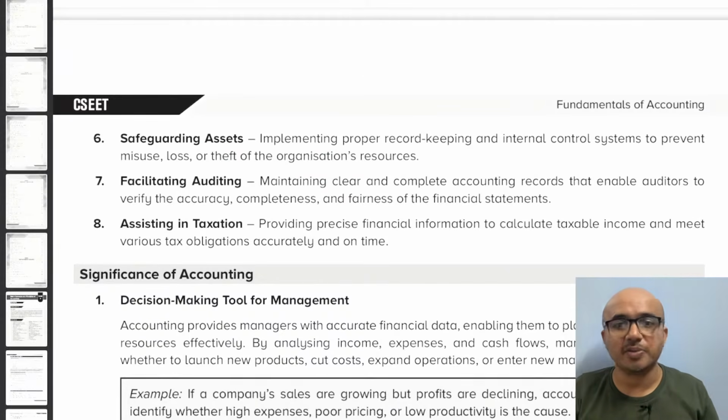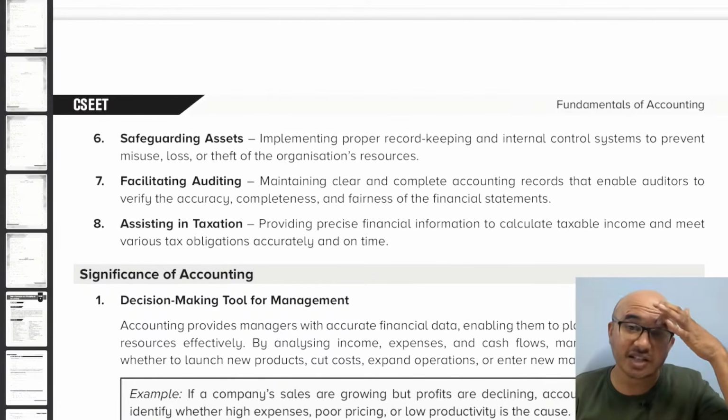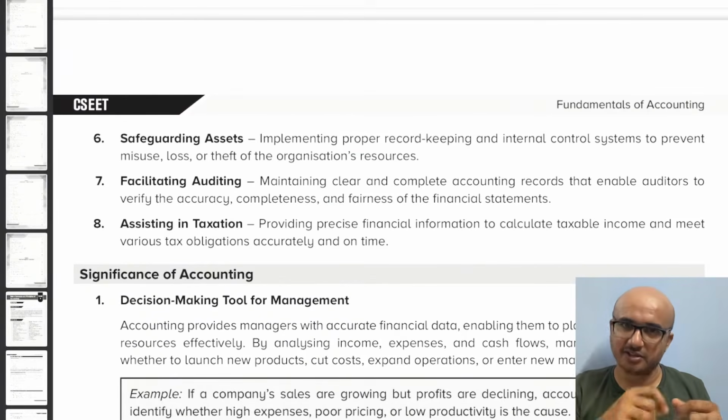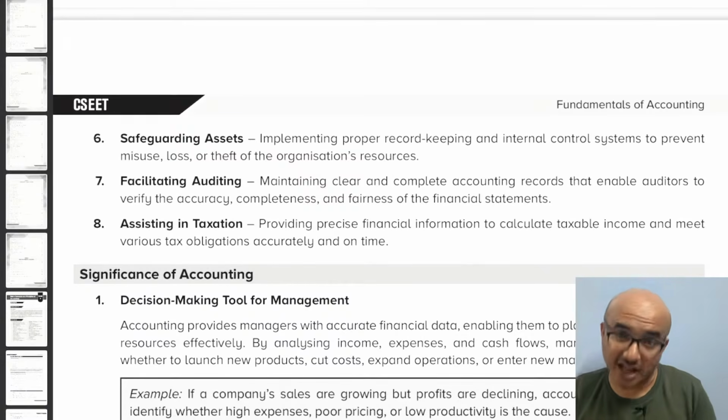Maintaining clear and complete accounting records that enable auditors to verify the accuracy. What will auditors do? Auditors usually check what the accountant has done. Like, if the accountant has an entry saying that they have spent cash rupees 10,000, they will say, okay, show me the proof for this. They will ask him to provide the proof, and he will provide the proof. And if there is no proof for certain transactions, then they will ask why there is no proof for this. How do we check the authenticity of these transactions? That is what auditing is all about.